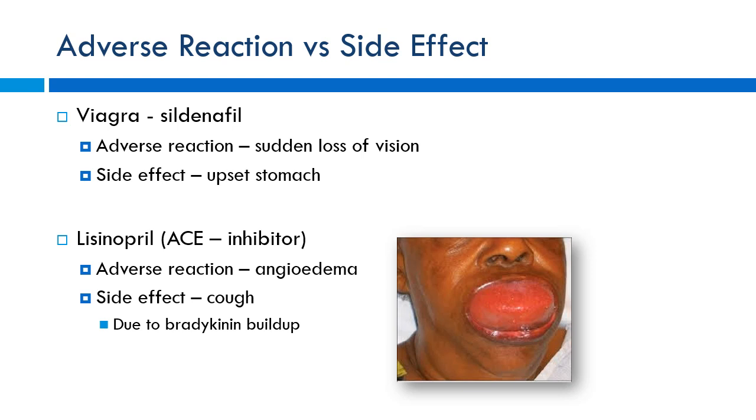How about lisinopril, an ACE inhibitor? A side effect could just be that cough I mentioned, that buildup of bradykinin causing a dry cough. However, if they manifest angioedema, they start to have a big giant tongue, they start to swell up, they lose their airway, that's severely life-threatening. That's something you need to get them to the ER immediately for.